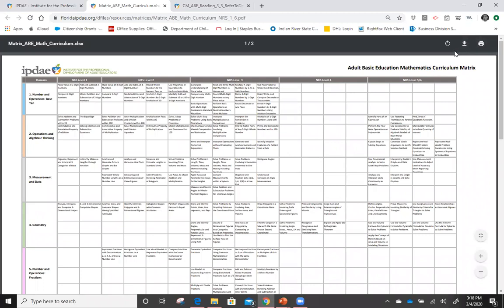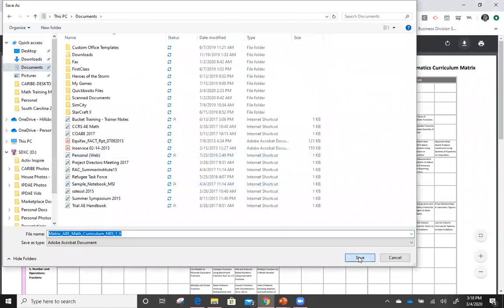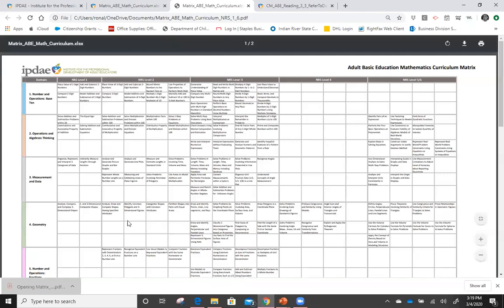What we suggest is to use an 11 by 17 piece of paper, if you have that. If not, you can always fit it onto a regular letter size paper. But keep in mind that once it's in an electronic version, let's just say you click on download and you just save it somewhere in your documents, okay? And then once you save it, you're going to be able to open it up as a PDF version.